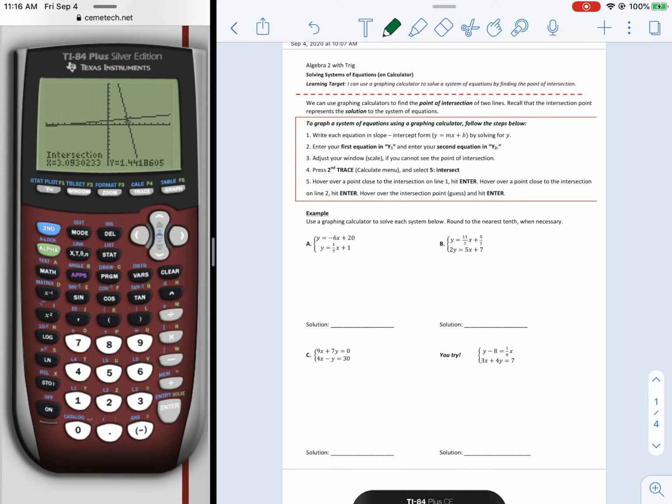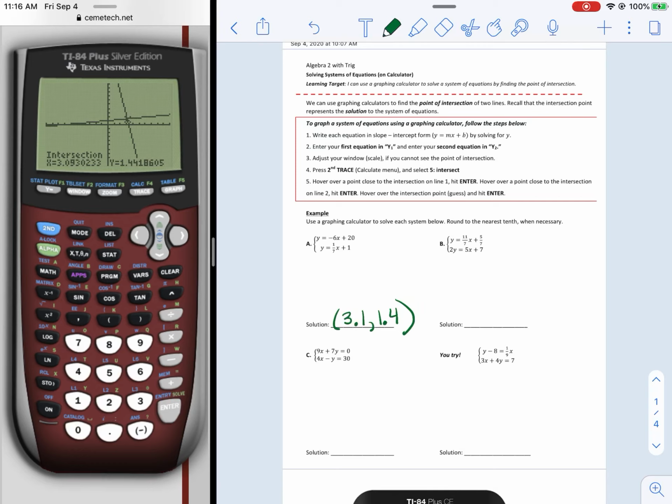And when it says intersection, the x and y value that it gives you is the point that you're looking for. So in this case, we get 3.1, comma 1.4. Okay, and if you look at that intersection, it looks like you're going right 3 and up about 1.5.